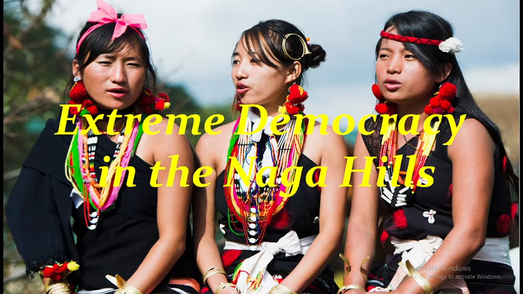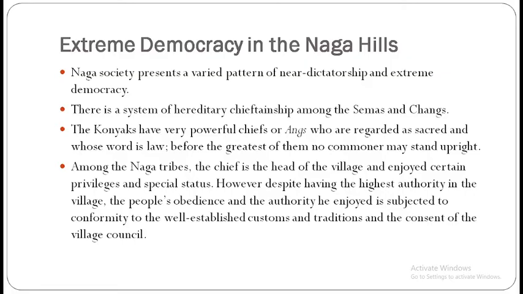Now let's come to the chieftainship system or village administration of the Naga Hills, which is sometimes called extreme democracy. Extreme democracy in the Naga Hills. Naga society presents a varied pattern of near dictatorship and extreme democracy. Among the Kuki-Chin communities, the chieftainship system is more or less the same among all the tribes. Of course, some of the tribes have already stopped practicing the institution of chieftainship as it was in the past. But traditionally, most of the tribes have more or less the same chieftainship system.